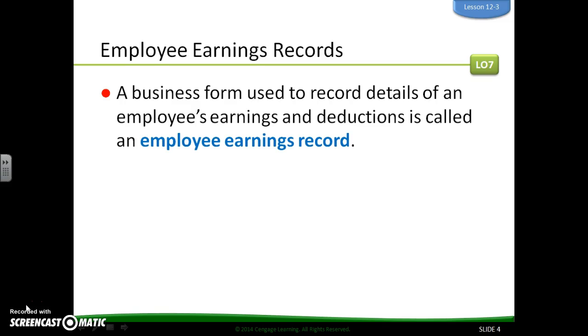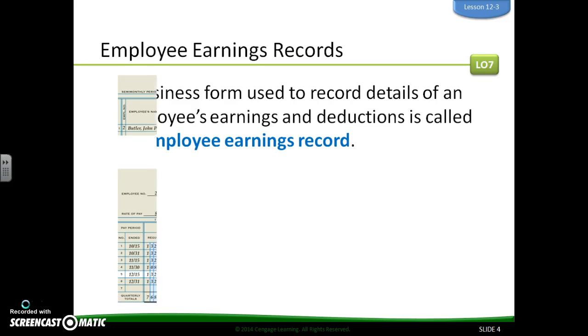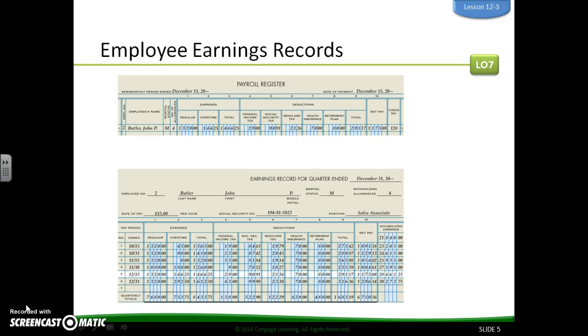Each employee has their own earning record. So you can see that the information from the payroll register then is added to the earning record for the employee on a per payroll basis. So you can see for the entire quarter, there were 2 payrolls in October, 2 payrolls in November, 2 payrolls in December, and we take the information from the December payroll register and put it in the earning record for the quarter.